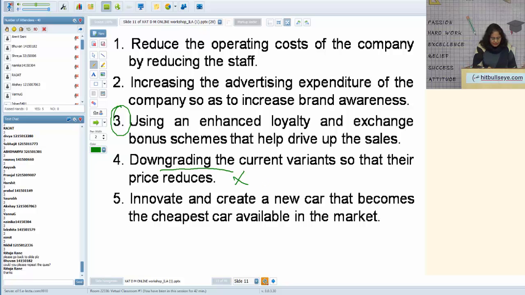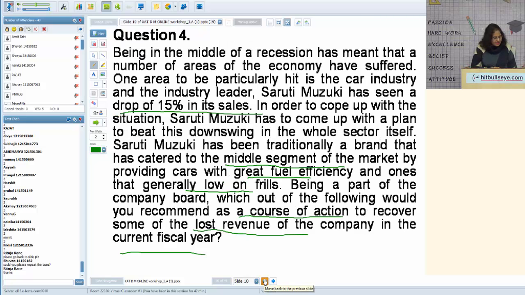Okay, Rituja, just for you, here is the slide again. Bhuvan, the question here was, which out of the following would you recommend as a course of action to recover some of the lost revenue of the company in the current fiscal year?